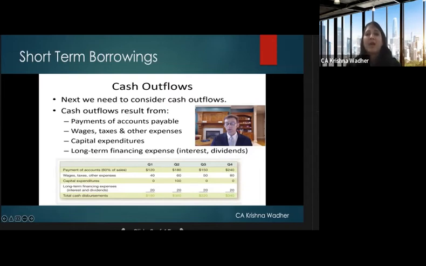Okay. Now coming to short-term borrowings, what items are included under short-term borrowings? Payment of accounts payable, wages, taxes, other expenses, capital expenditures, long-term financing expenditures. Short-term borrowings are the borrowings which you take for less than 12 months.